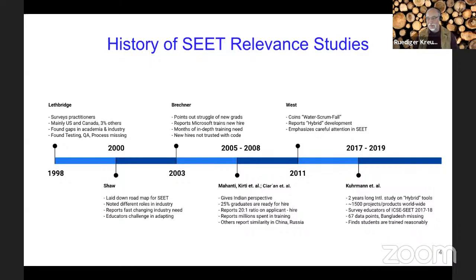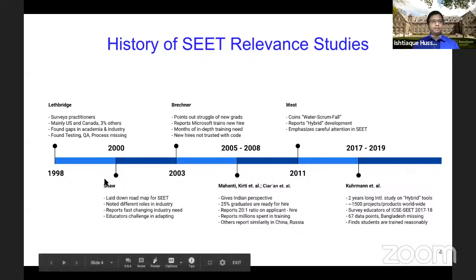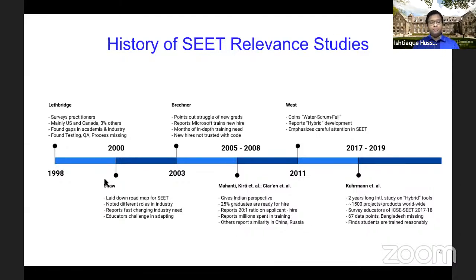Yeah, and if you notice, Timothy Lethbridge, I think he's in this conference. He's the first one who did a similar study back in 1998, and he found that testing, QA, and process are missing in industry. And after all these years, we are still finding the same issues.